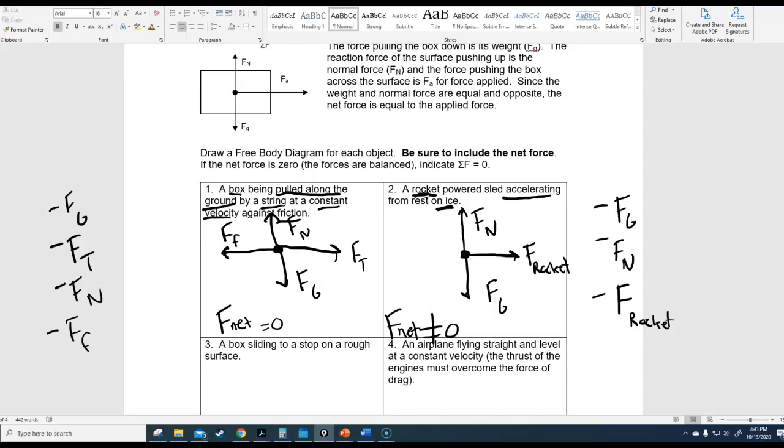I always see people drawing 4 arrows, you know, one going up, one going down, one going left, one going right. You have to draw the free body diagram based on the situation. Not every problem has 4 arrows. Some have 2, some have 3, some have 1. Okay, so keep that in mind.